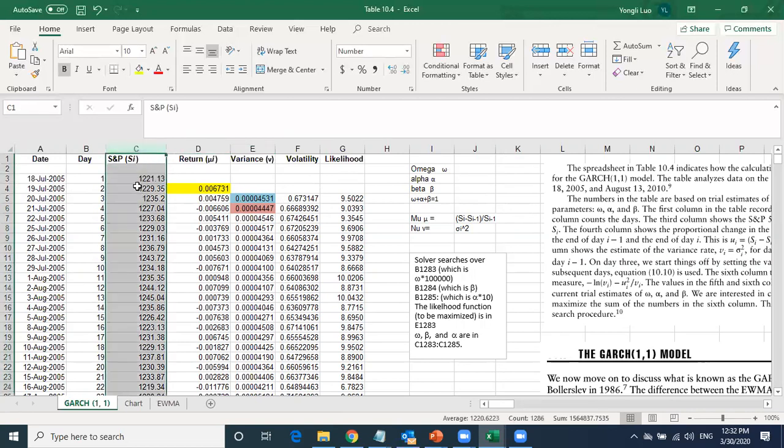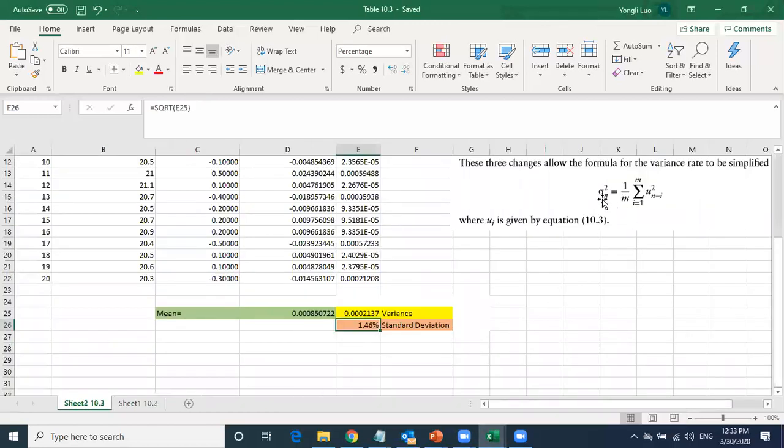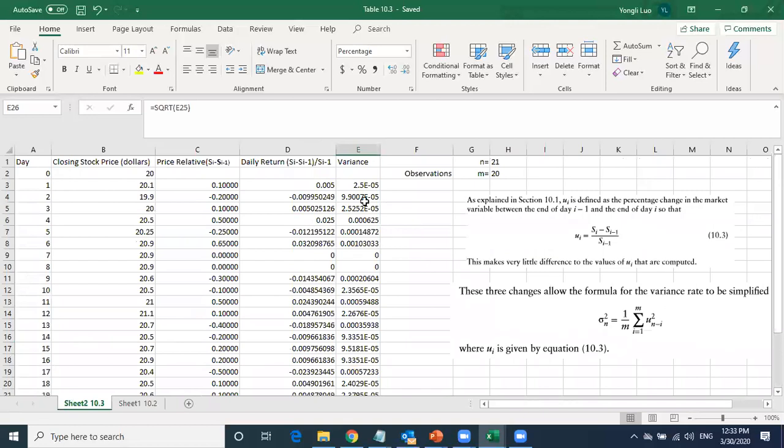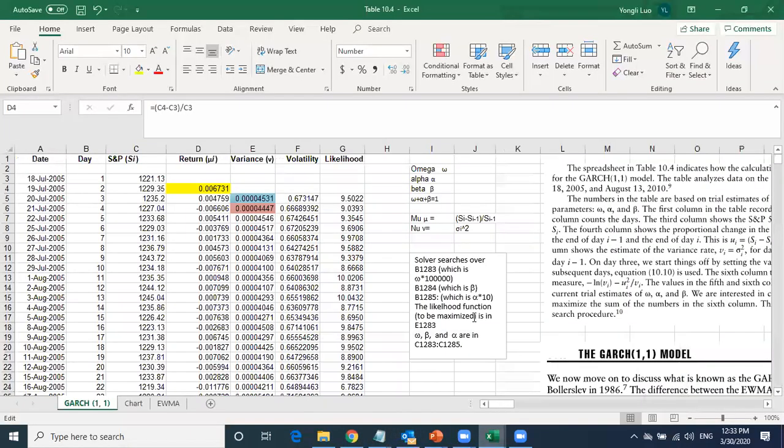So we have the S&P 500 closing price data, and we calculate the return using the price difference divided by the previous day's price. Then we calculate the variance. Remember how we get the variance? You just square the return. So for the first day, the variance is the squared return.